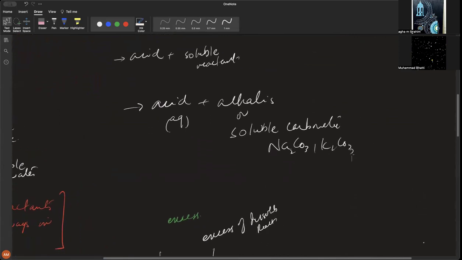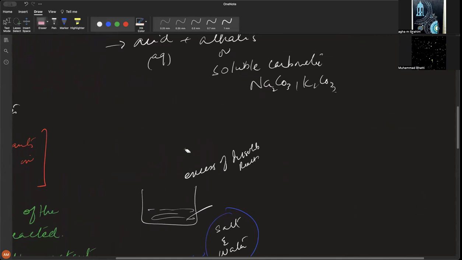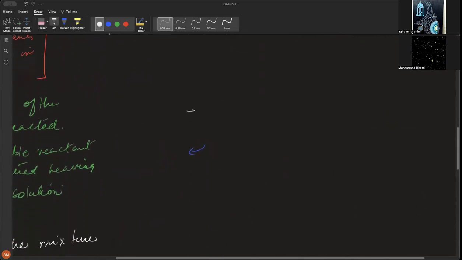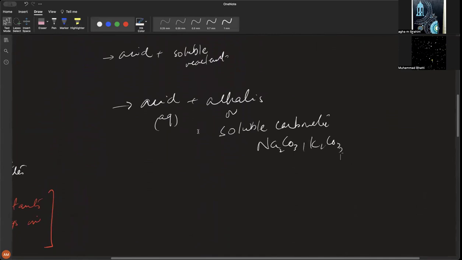Now the important point, the problem. What is the problem? The problem is that in the insoluble ones, we were easily able to get to know that if all of the acid has reacted, what is left in the beaker after the reaction is the pure salt solution. But here, both of them are soluble. How are we going to get to know?